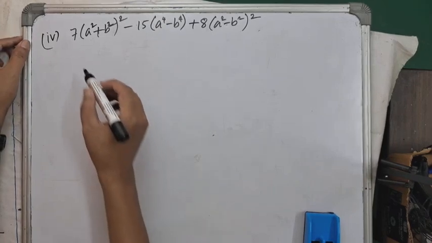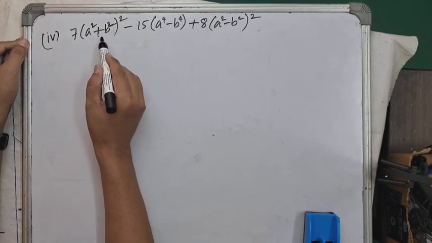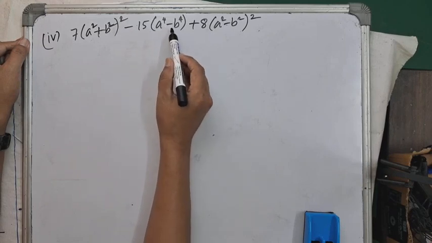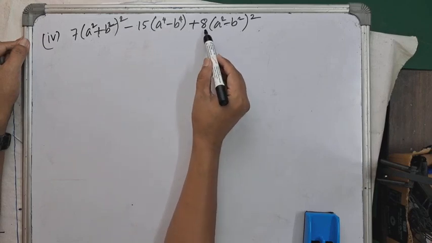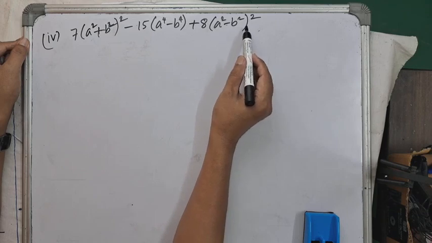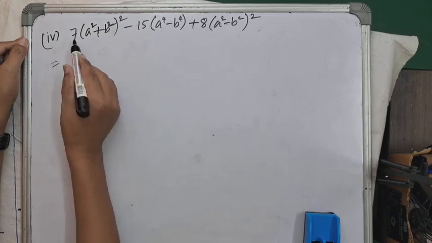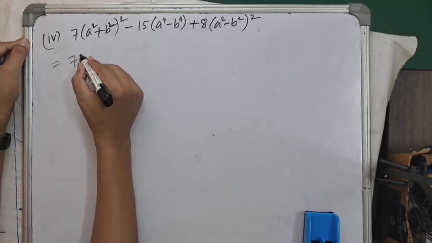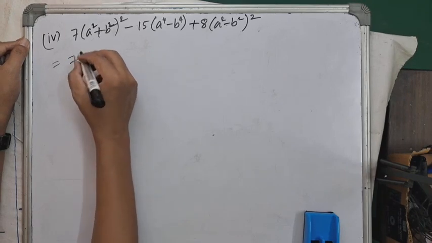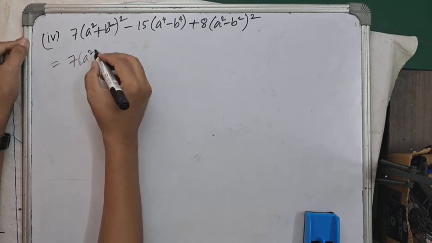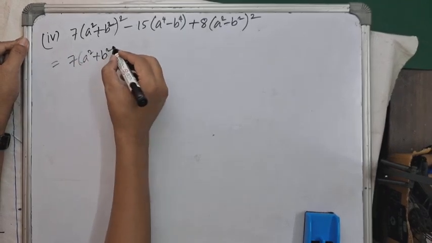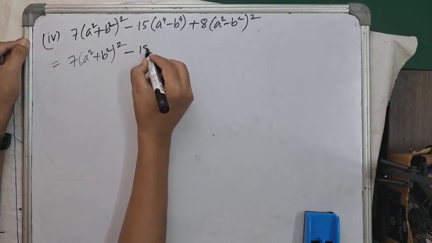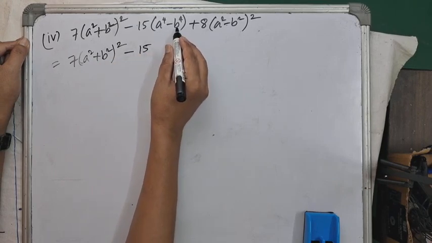Okay, let's do question number 4. 7 into a square plus b square whole squared, minus 15 into a to the power 4 minus b to the power 4, plus 8 into a square minus b square whole squared. Okay, so this we copy as it is. 7 into a square plus b squared whole squared minus 15 a to the power 4 minus b to the power 4.